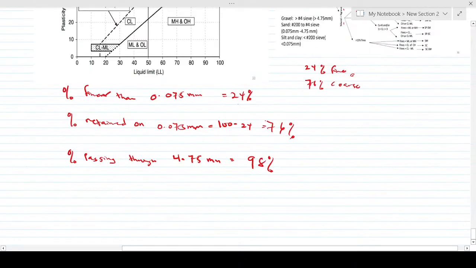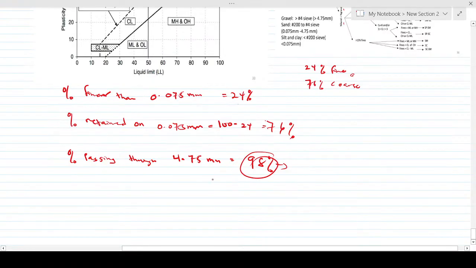Now, if you want to know the percent passing through, the percent of the gravel, right? That's when the 4.75 millimeter sieve comes in. The percentage that passes through the 4.75 sieve will be sand, and the one that will be retained on it will be coarse. So this is a combination. So for this particular aspect, this 98%, right?